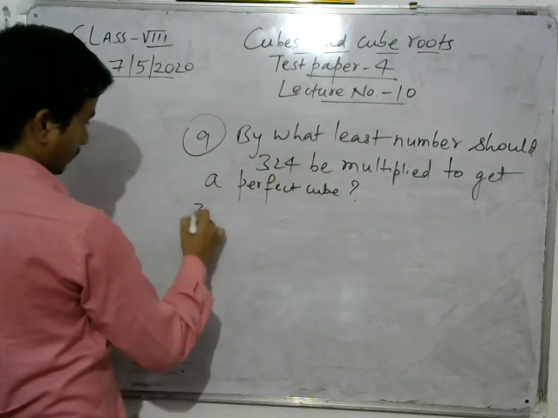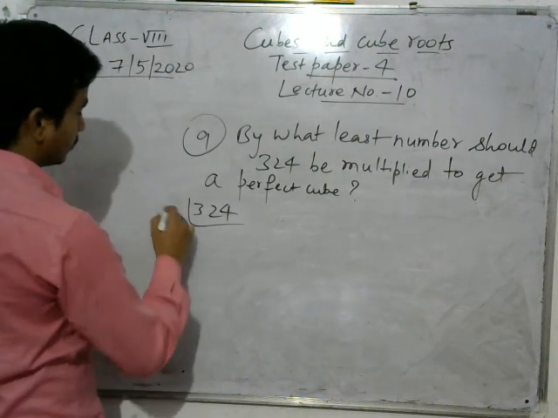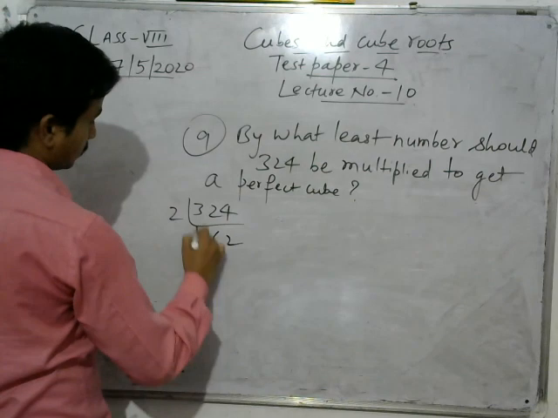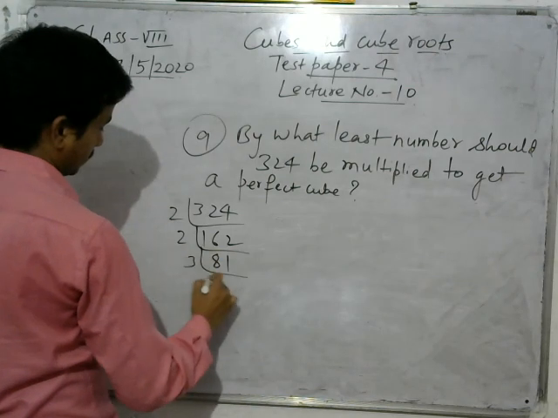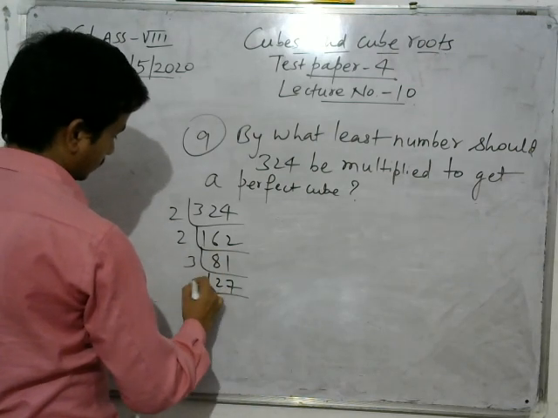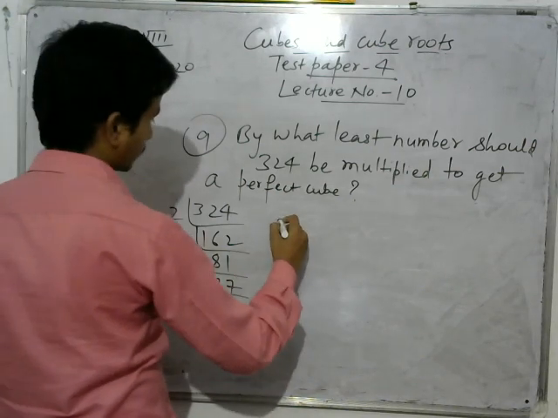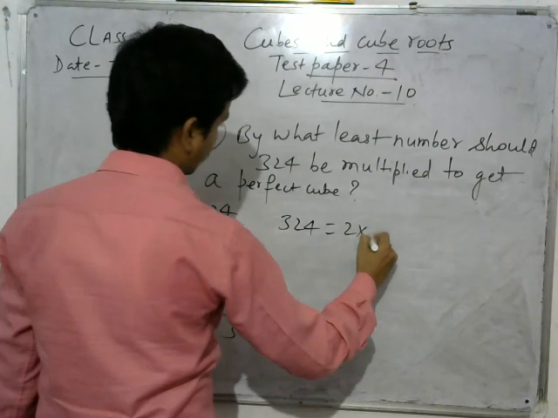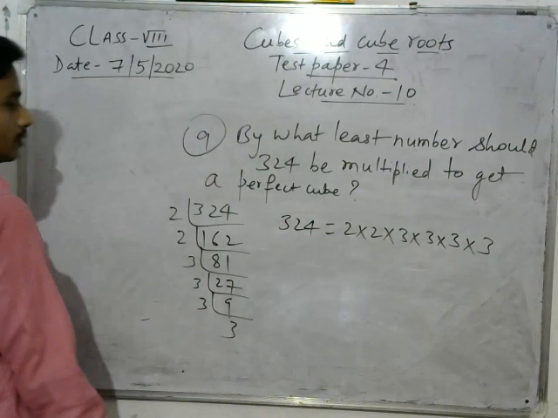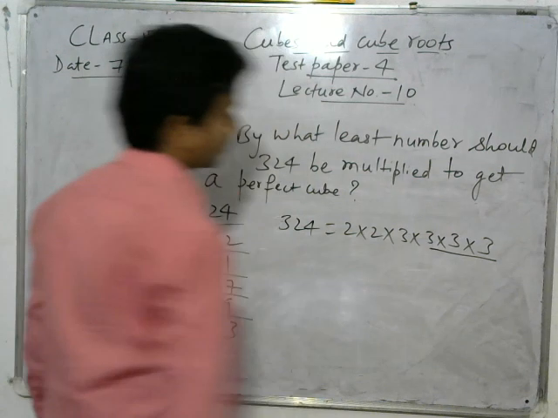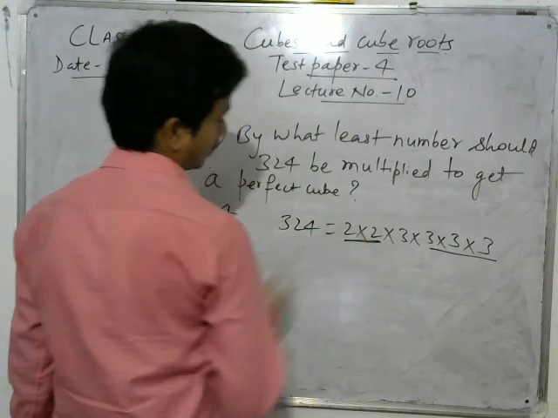First of all, you will find the prime factors of 324. 2 into 162, 2 into 81, 3 into 27, 3 into 9, 3 into 3. Therefore, the prime factorization of 324 is 2 into 2 into 3 into 3 into 3 into 3. So we can see one triplet is there and the 2's are not forming a triplet.